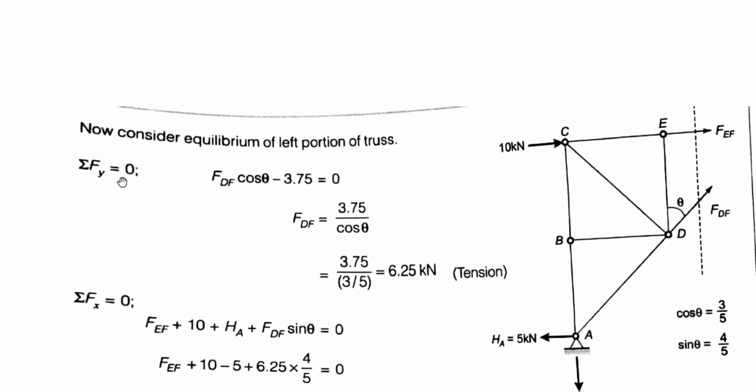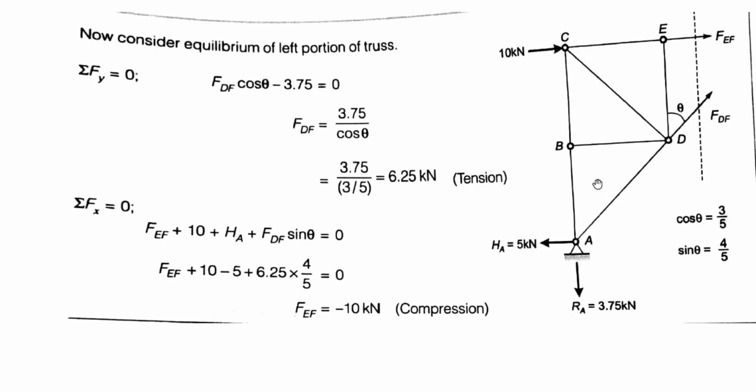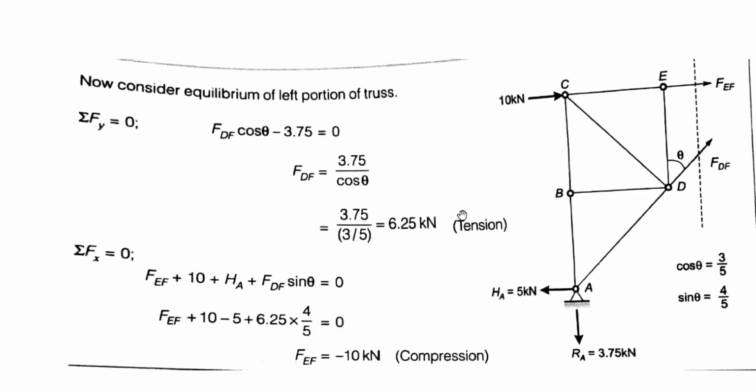Now summation of Fy is equal to 0. If I put summation of Fy vertical, DF value will be resolved in two components: FDF cos theta and FDF sin theta. So FDF cos theta plus another vertical component is this 3.75. This is downward, so it is minus 3.75 is equal to 0. So FDF is equal to 3.75 upon cos theta, and cos theta value we already mentioned here is 3 upon 5. So FDF is equal to 6.25 kilonewton. It is plus, so it is in tension. Make sure to write in bracket it is in tension.